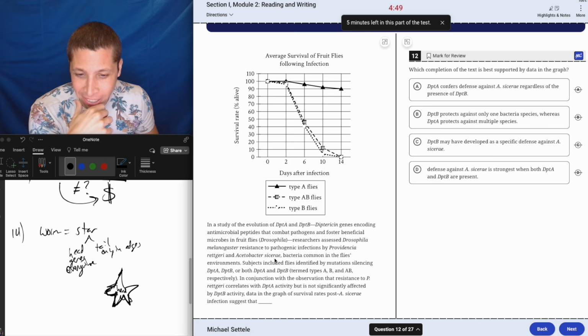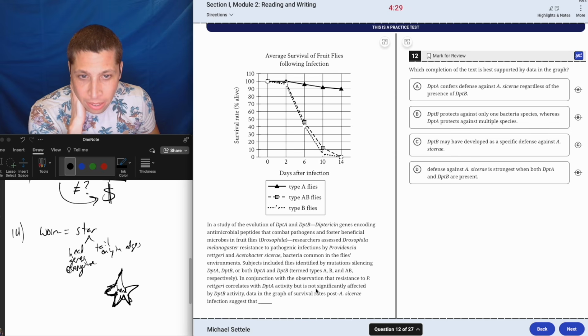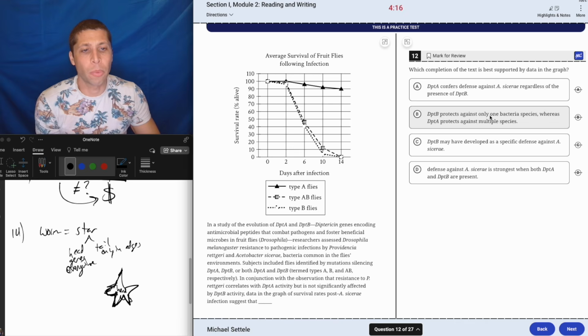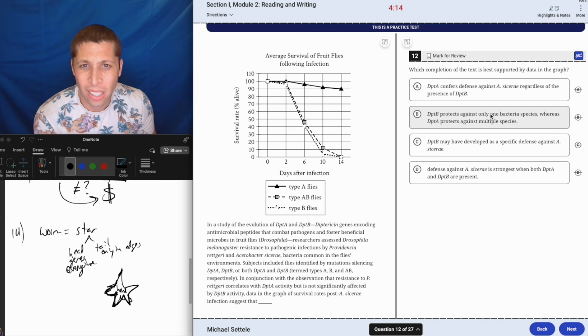Okay, wait. Do you not understand this? Okay. Right, so the type A flies is not, so in conjunction with the observation that resistance correlates with this activity, but is not significantly affected by DPTB activity, data in the graph of survival rates suggests that DPTA confers defense against this regardless of the presence of DPTA. DPTA protects against only one bacteria species, whereas protects against multiple species.